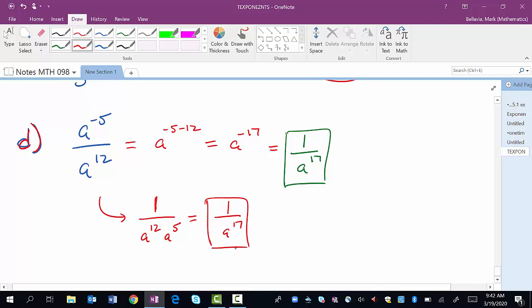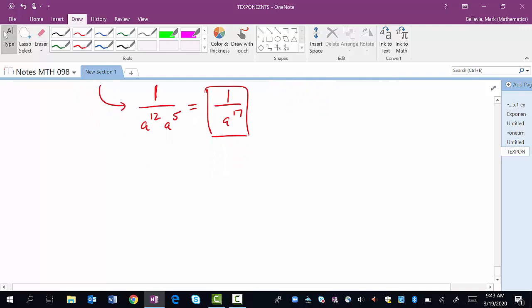The first way is probably preferable because it uses the rules you know. The second way, you're moving around first and then using the rules you know. Either way is okay. As long as you get to the correct answer, it doesn't really matter. Let's take a look at another one that's similar to that. Letter E. If I say t to the negative 4 over t to the negative 12.